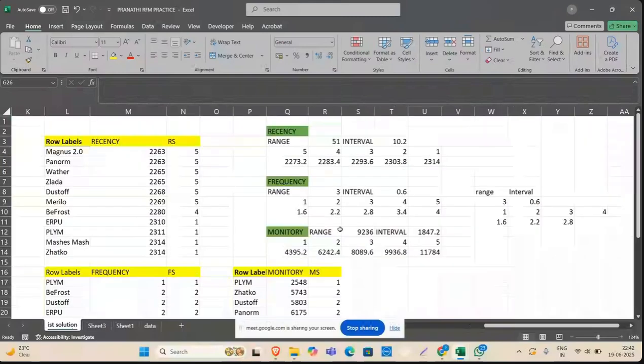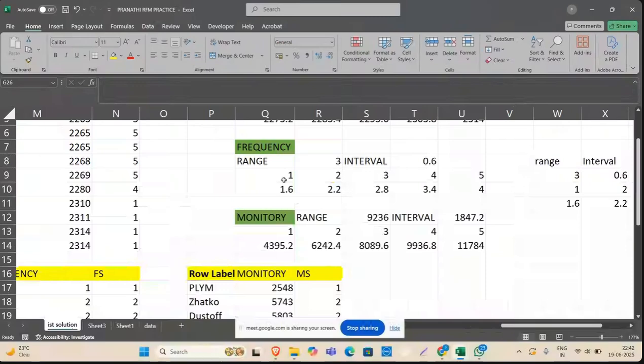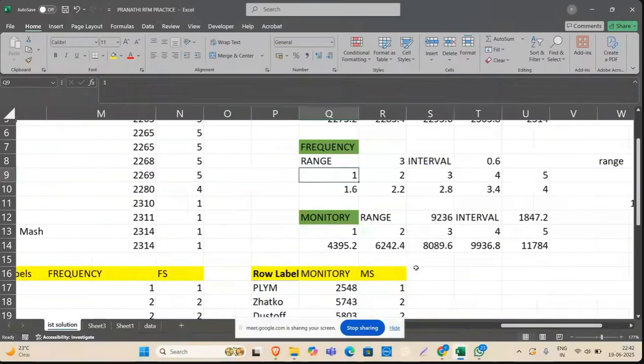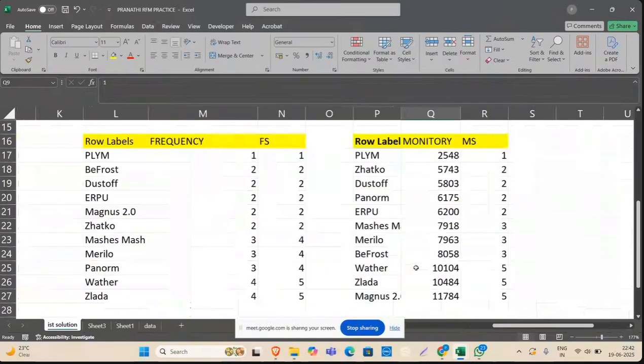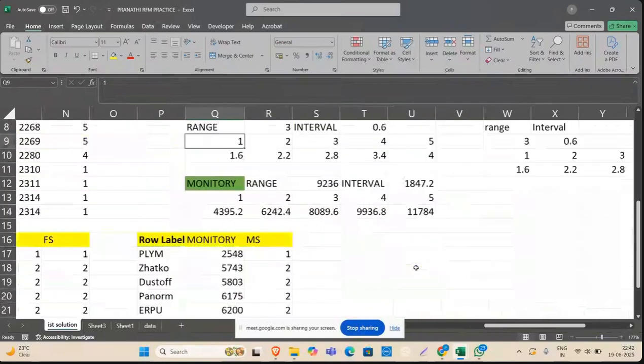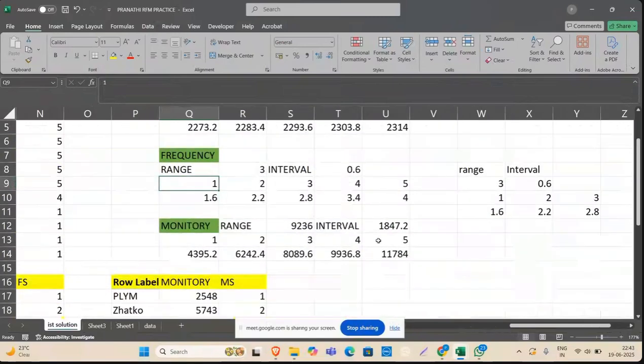Same thing you have to do: range, interval. For frequency, you have to take 1, 2, 3, 4, 5, not 5, 4, 3, 2, 1. That is the only difference. Then rest everything is same. For the recency score, it should be 5 to 1, and for the frequency it is 1, 2, 3, 4, 5.